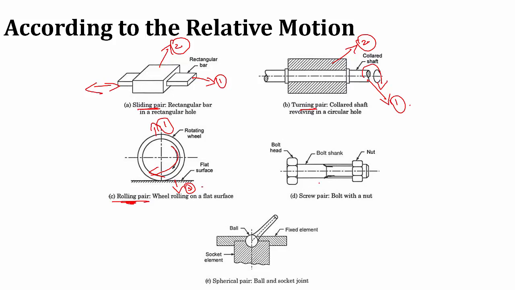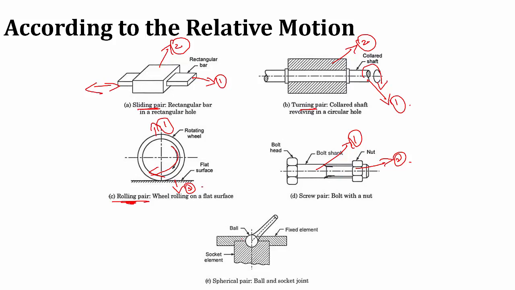Then the fourth one is screw pair. So the screw is link 1 and the nut is link 2. These two links are connected by using a screw pair. We can screw the nut inside the bolt.